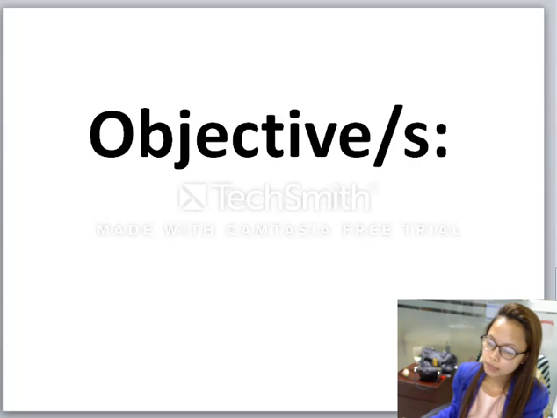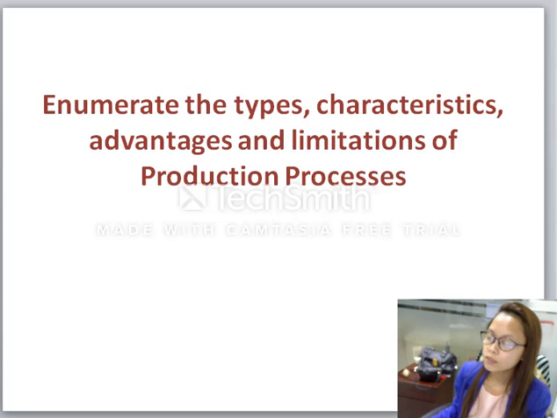The objectives of this laboratory is to understand the concept of the production process and to know the different types and characteristics of a production system. Question number 1. Enumerate the types, characteristics, advantages, and limitations of production process.